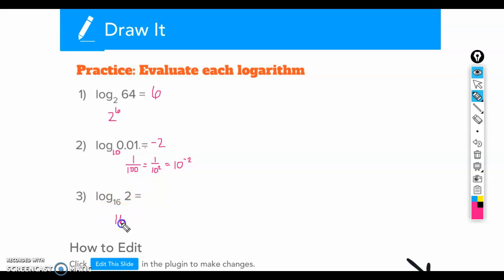And here, 16 to what power would be equal to 2? Well, 16 is 2 to the 4th power. So 4 wouldn't work because it's not 16 to the 4th power that equals 2, but the 4th root of 16 would be equal to 2. And we know that roots are the same thing as fractional exponents. So that's what fractions mean when you get them from an exponent.